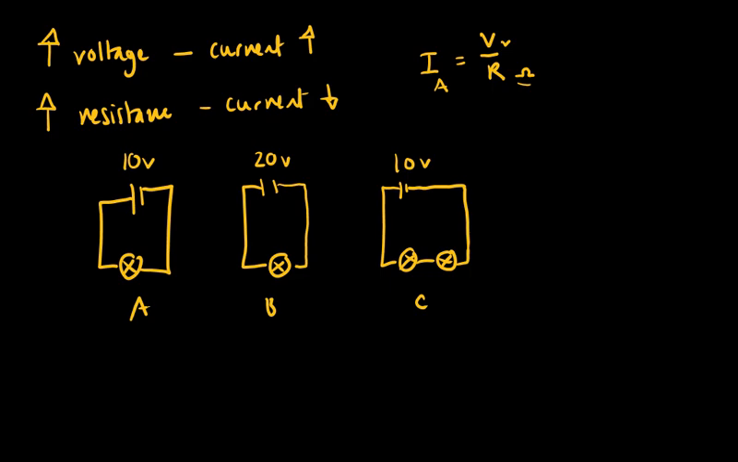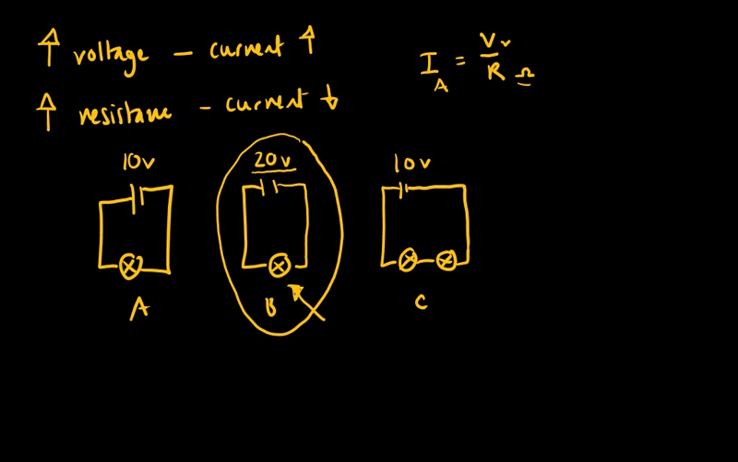Okay, so hopefully you've done that and you've realized that it is B that would have the highest current. Why? Because it has the highest voltage and it only has 1 light bulb, so the resistance is less than C.